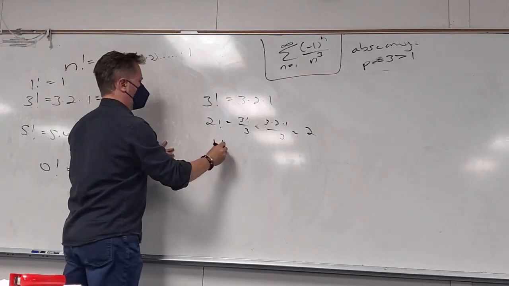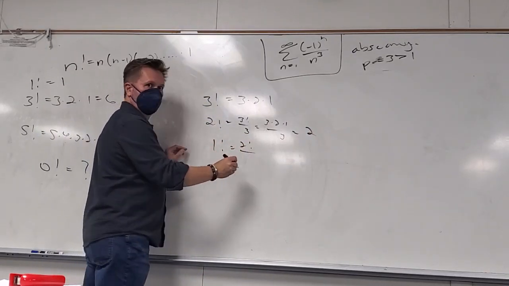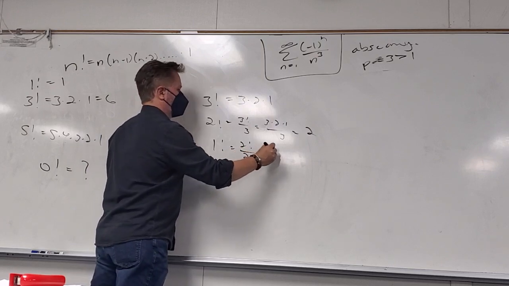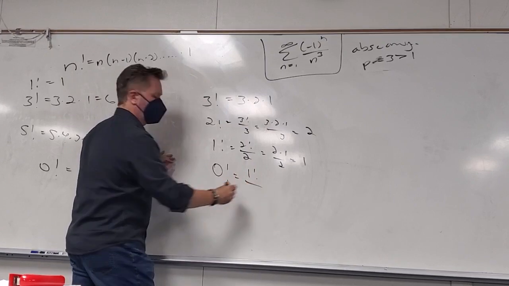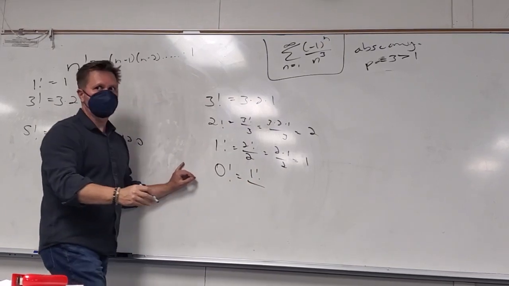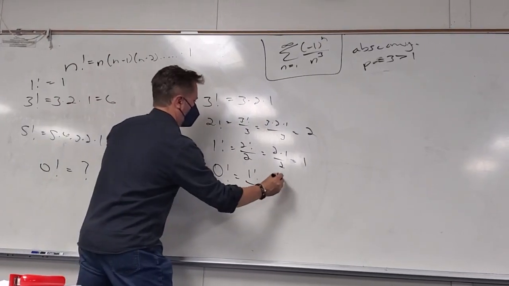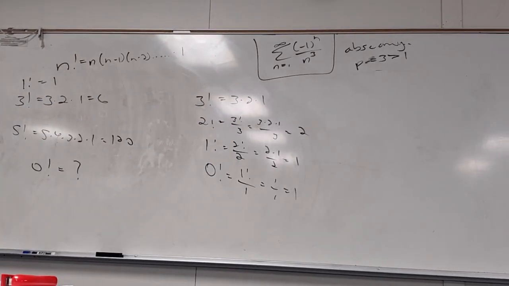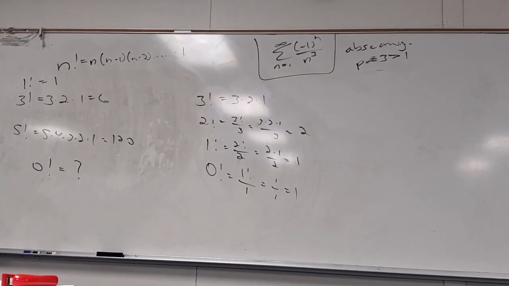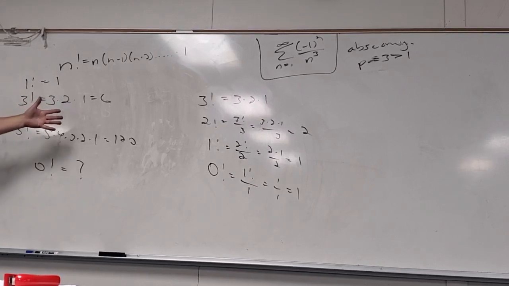So how do I get 1 factorial? I would take 2 factorial divided by 2. So how do I get 0 factorial? I would take 1 factorial divided by 1. So 0 factorial is 1, not by definition, but because of this.